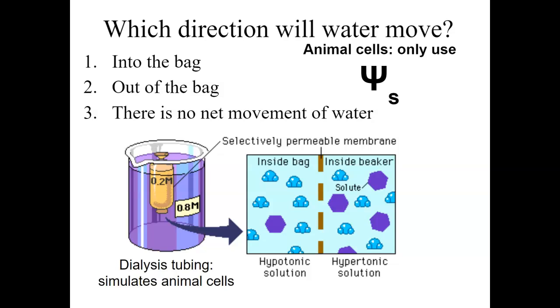So in this example, you're going to want to pause the slide and predict which direction you think water will move, in or out of the cell. Hopefully you said that water will move out of the bag because there is a higher concentration of solute outside the bag and in the beaker. So water always moves from the hypotonic side inside the bag towards the hypertonic side, which is outside the bag. It wants to dilute that solution. So water is moving out of the bag.